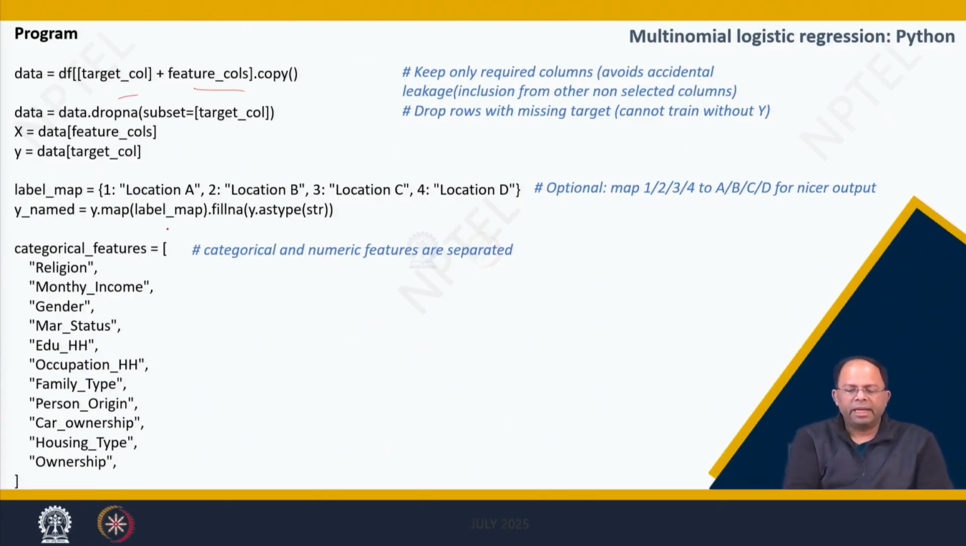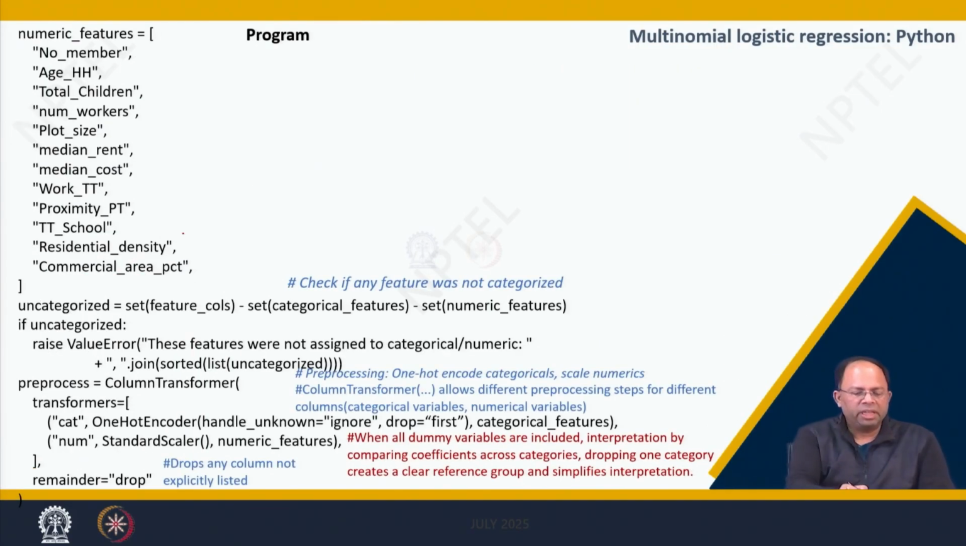Then we are creating a label map with 4 locations listed. This is again optional. We can add this so that when the program lists all this, we always list location A, location B instead of values like 1, 2, 3, 4. Once that is done, we determine which are the categorical and the numerical features. First we separate them. We list the categorical features in this list, and after that we list the numeric features.